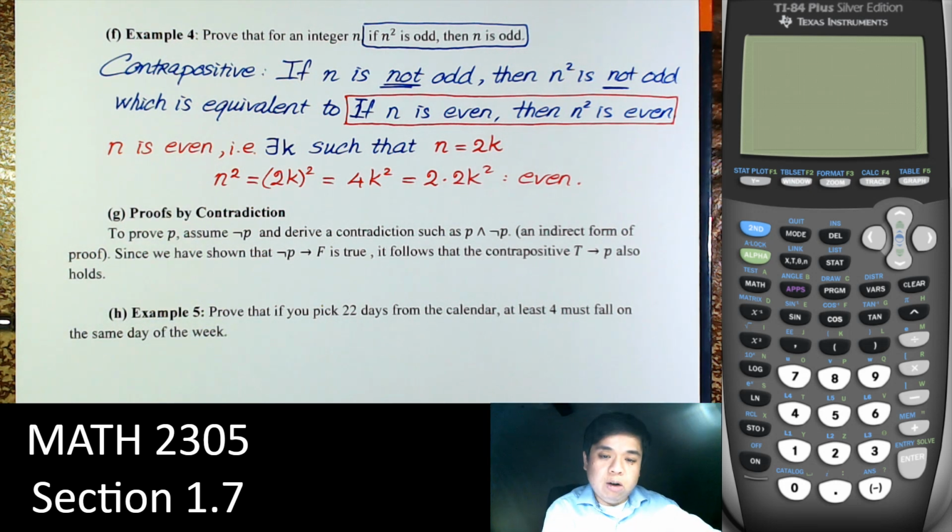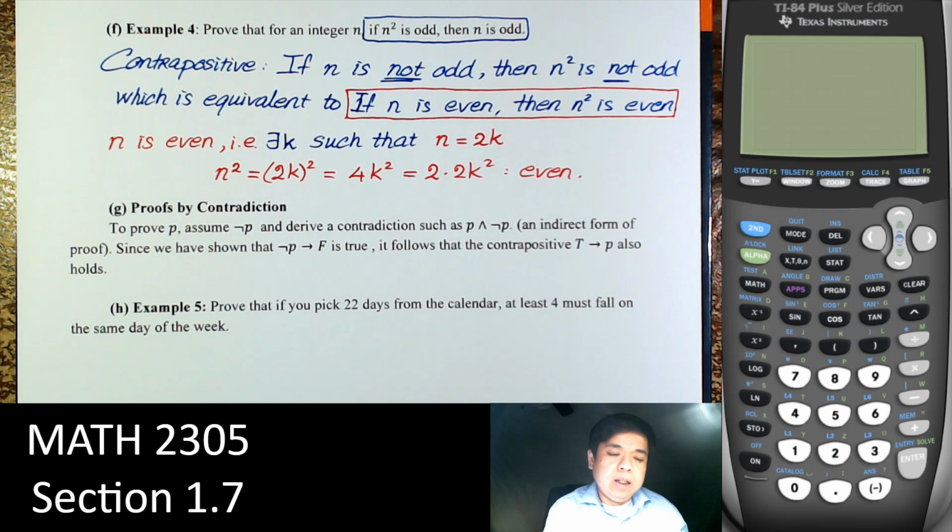It follows that the contrapositive is also true. Alright, so we just follow this trend. Let's just jump right to it. Prove that if you pick 22 days from a calendar, at least 4 must fall on the same day of the week.